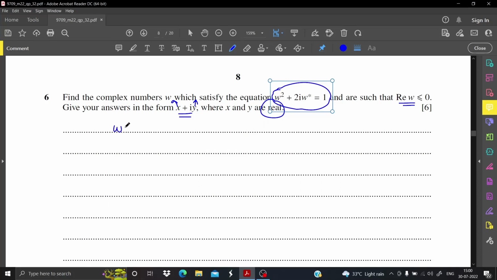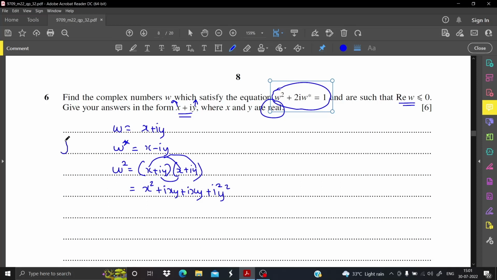Now let's consider w as x plus iy. What do you think the conjugate is? The w star, which is x minus iy. Now let's also find w square. So w square is nothing but x plus iy times x plus iy. So x times x is x squared plus ixy. When you multiply x with iy, and iy with x, it is ixy, and iy into iy is i square y square.